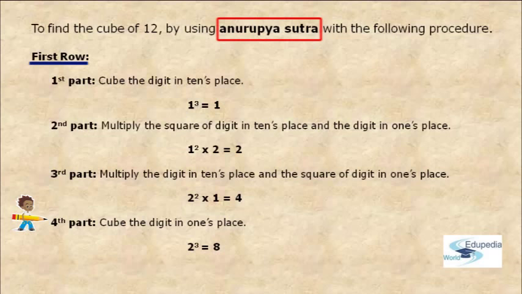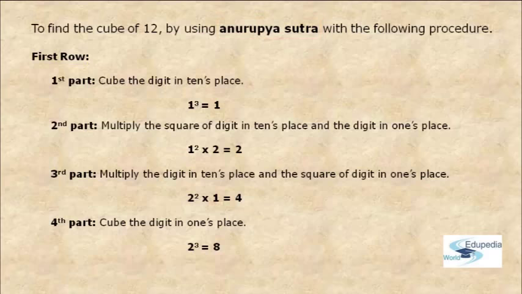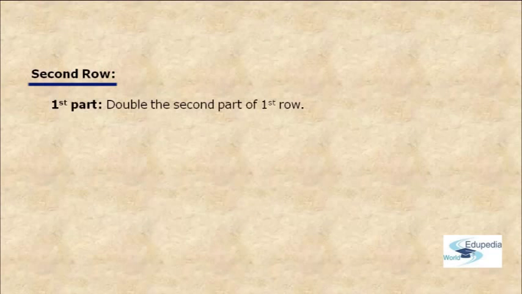Now after getting the answers of the first row, that is the first part, second part, third part and the fourth part, we had to write them sequentially aside. And now coming to the second row, the first part, what we had to do here is double the second part of the first row. The answer we have got in the second part of the first row is 2. By doubling the number 2, we will get 4 as the answer.